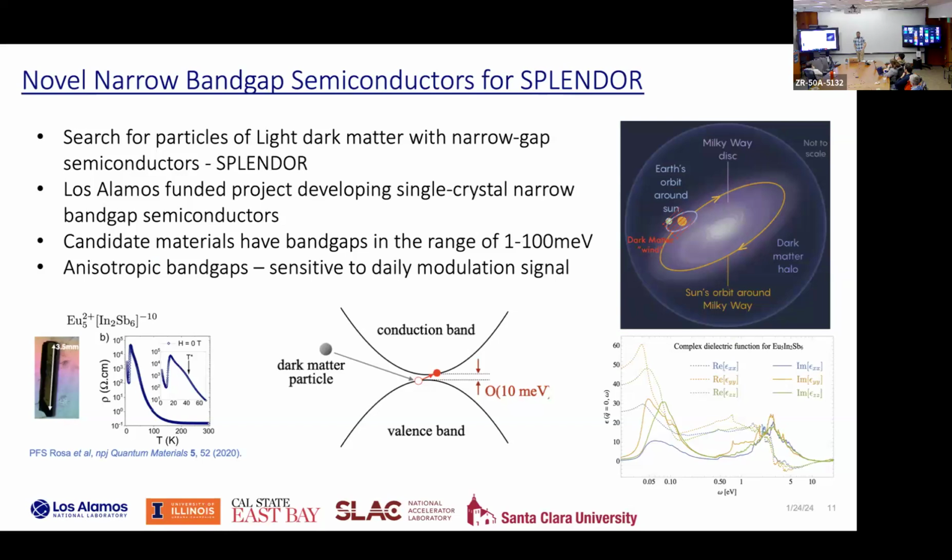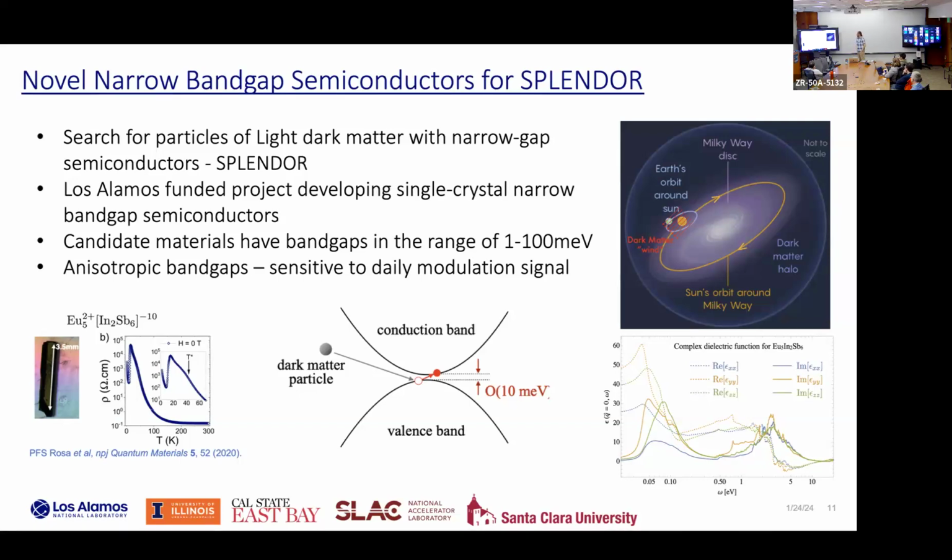In simple terms, what we're trying to do with this project is develop novel new materials that have band gaps that are orders of magnitude smaller than existing commercial grade silicon. We have a variety of materials spanning the range between order 1 and order 100 milli-electron volt scale band gaps.